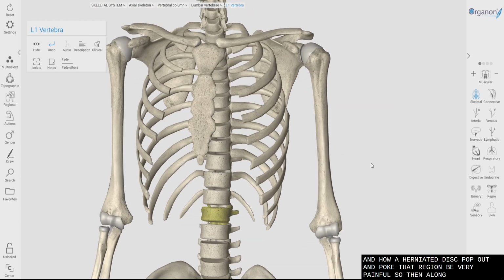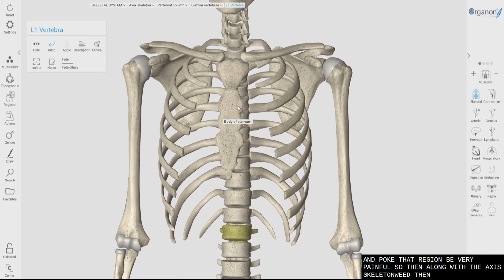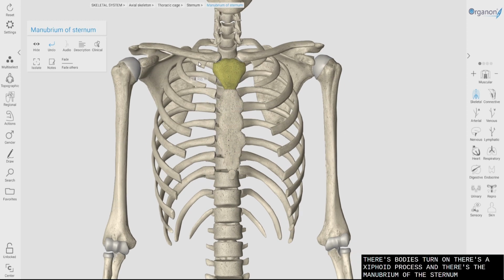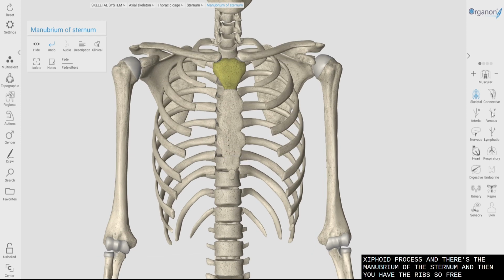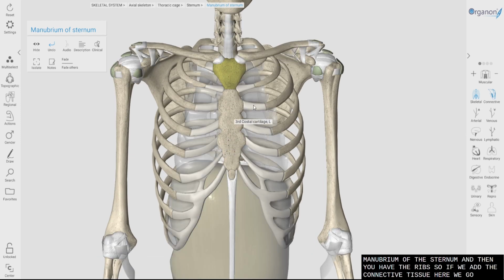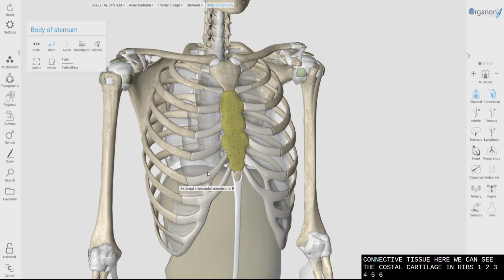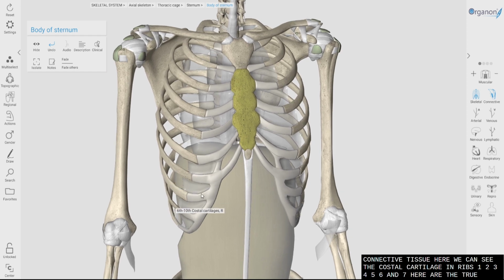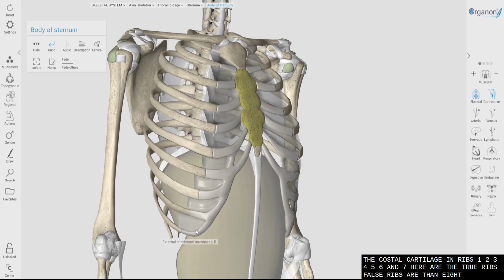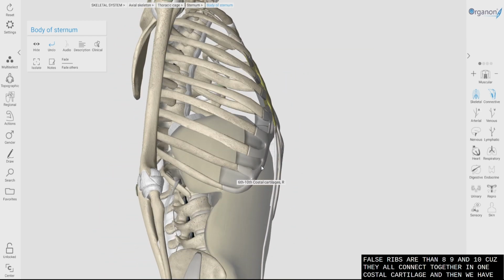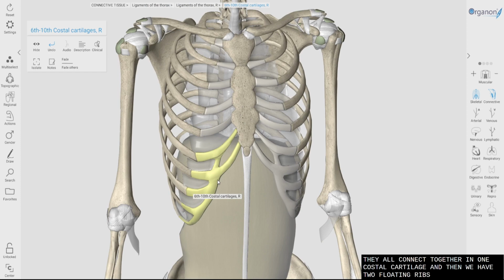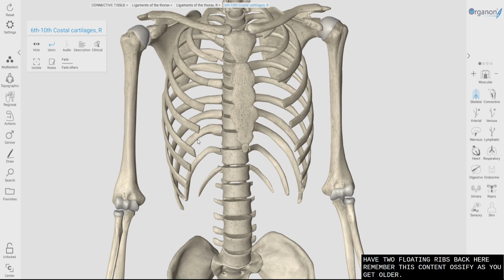So then along with the axial skeleton, we then have the sternum. There's the body of the sternum, there's the xiphoid process, and there's the manubrium of the sternum, and then you have the ribs. So if we add the connective tissue here, we can see the costal cartilage. Ribs 1, 2, 3, 4, 5, 6, and 7 here are the true ribs. The false ribs are then 8, 9, and 10, because they all connect together in one costal cartilage, and then we have 2 floating ribs back here. Remember, this can then ossify as you get older. Let's remove that connective tissue.